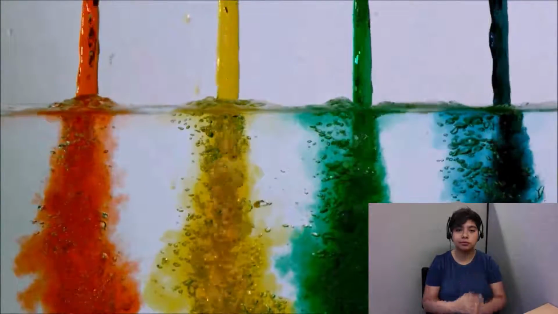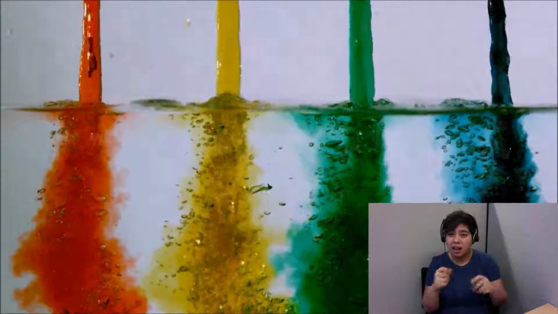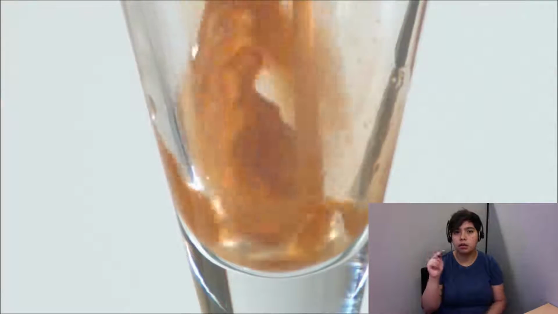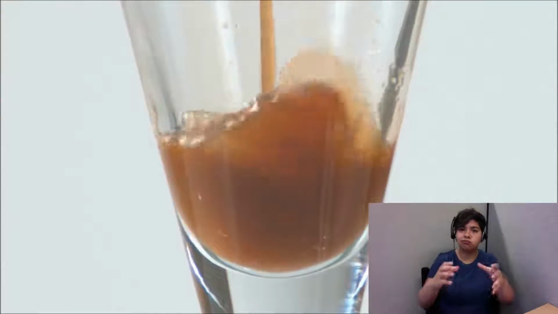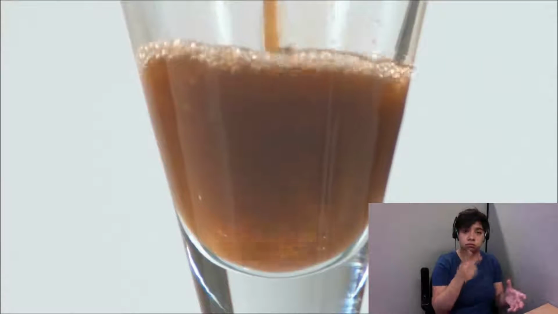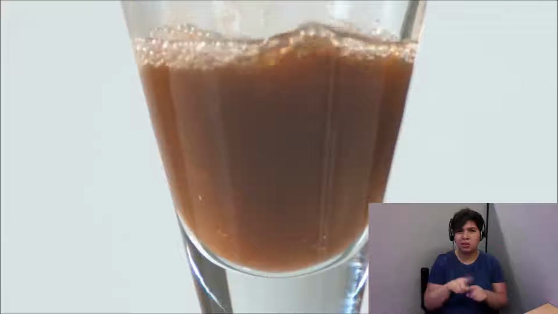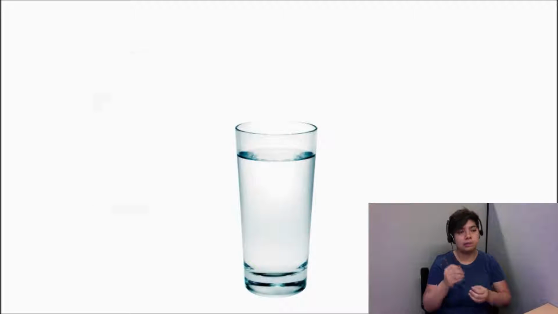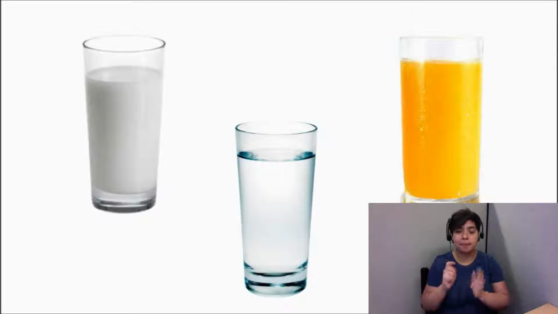Because liquids don't have their own shape, they take their shape from their containers. The same amount of liquid may look very different in a glass and spilled on the floor. You can find examples of liquids around you too. Water, milk, and juice are just some of the liquids you might find.